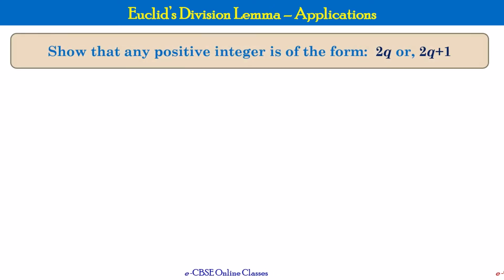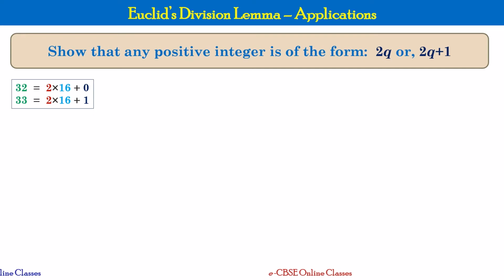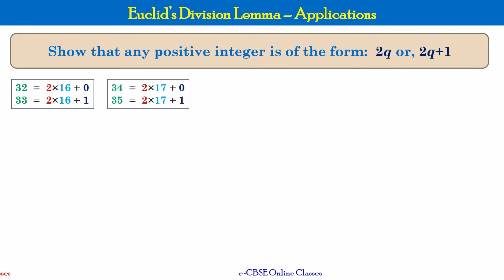Let us look at the first application problem. It says show that any positive integer is of the form 2q or 2q plus 1. Let's take some examples here. The number 32 can be written as 2 times 16 plus 0. Its next consecutive number 33 is equal to 2 times 16 plus 1. Let's take another set of consecutive numbers. 34 is equal to 2 times 17 plus 0. 35 is equal to 2 times 17 plus 1.